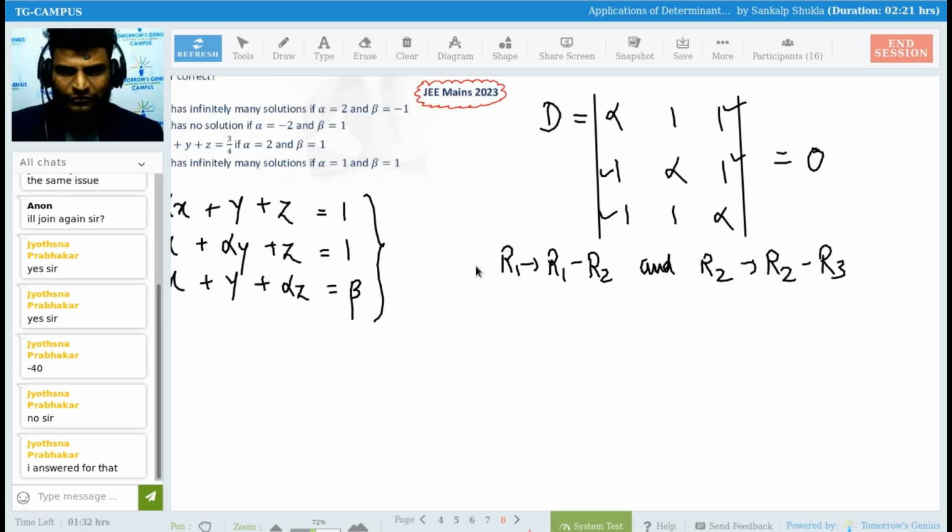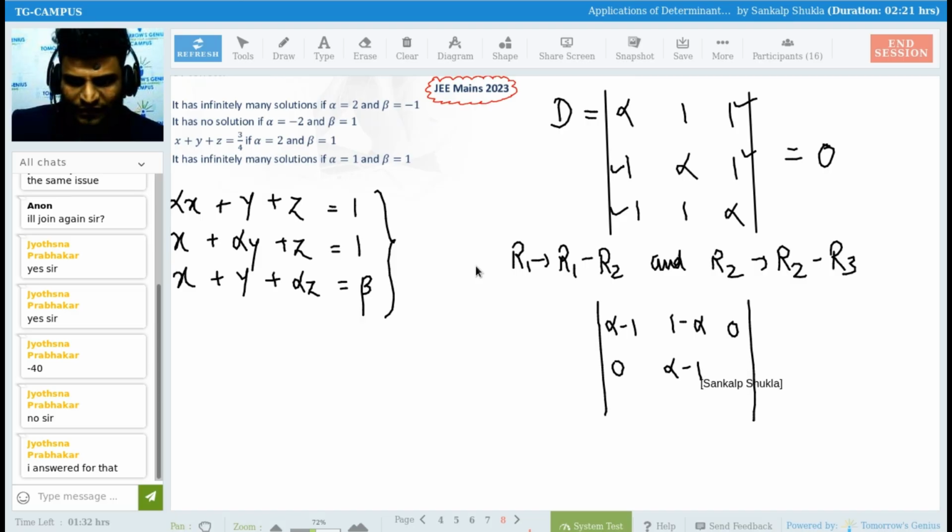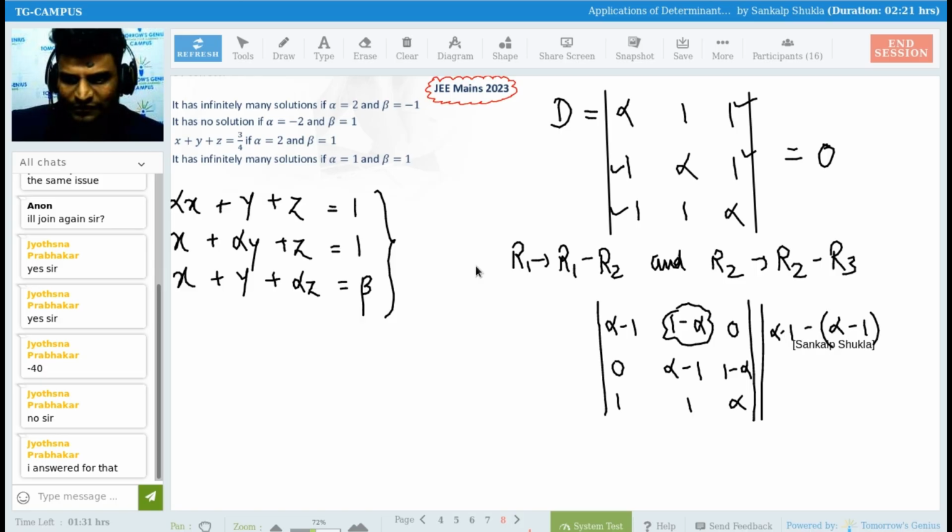So what will this determinant be like? This determinant will form like this. Alpha minus 1, 1 minus alpha, and this is 0. This is 1 minus 1, 0. This is alpha minus 1, and this is 1 minus alpha, and 1, 1, alpha will be here. Now I can write this 1 minus alpha as alpha minus 1, with a minus sign common. And this will be again alpha minus 1, and this is 0. And this is 0, and this is alpha minus 1, and this is again alpha minus 1 with a minus sign over here. And this is 1, this is 1, this is alpha.